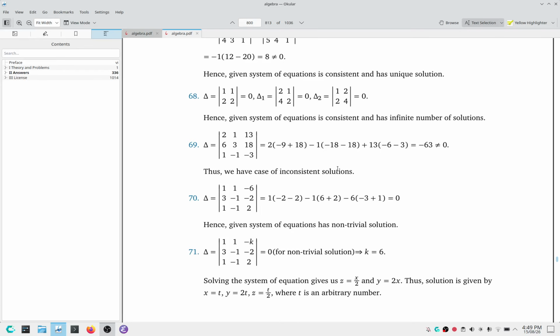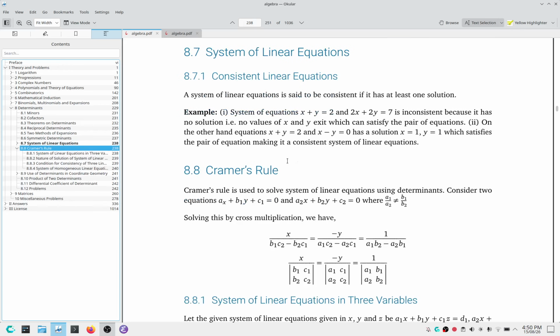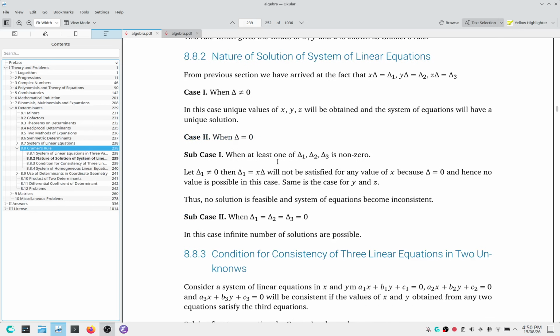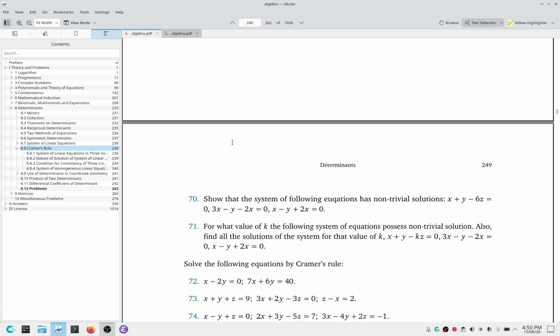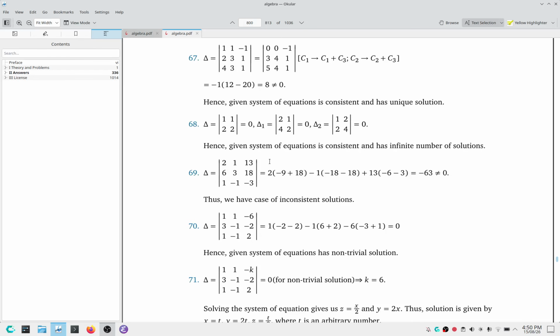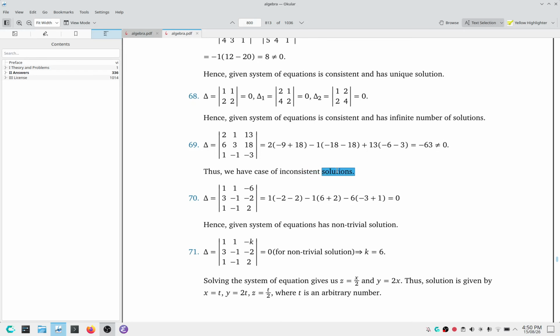I think there is something wrong here. Let me quickly see Cramer's rule. Okay, give me a moment. So our nature was, if delta is not equal to 0, a unique solution will be obtained, and the system of equations will have a unique solution when delta is not equal to 0, right? So we were doing question number 69. So delta is not equal to 0, then it is consistent. So here this is wrong. This delta is not equal to 0, this should be consistent.